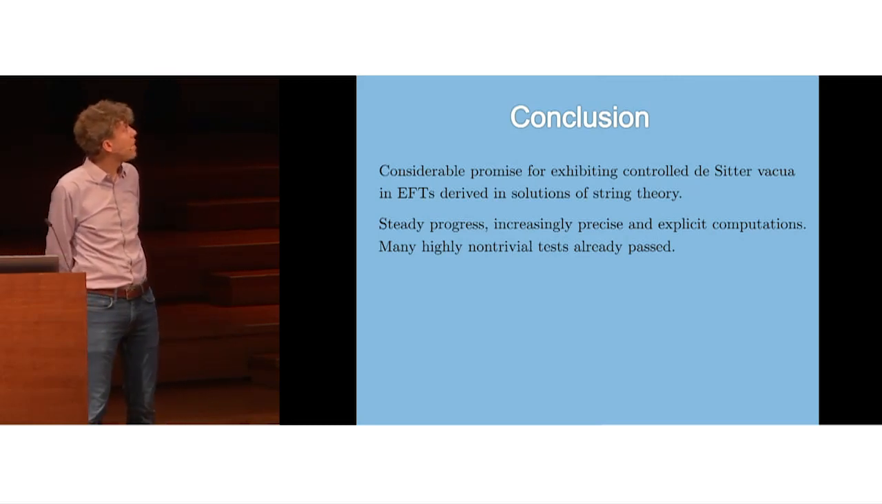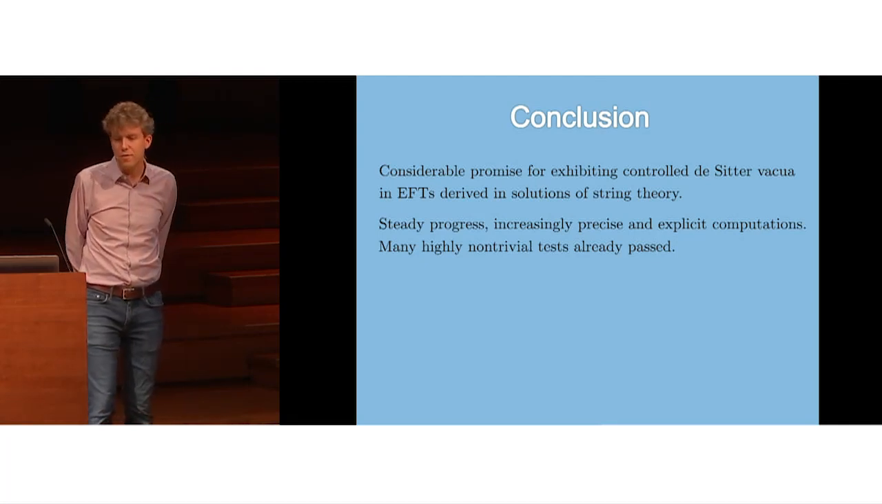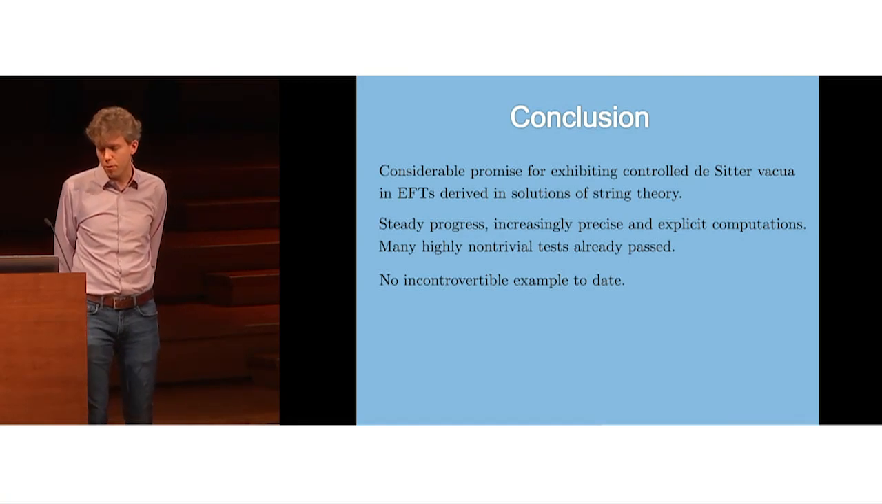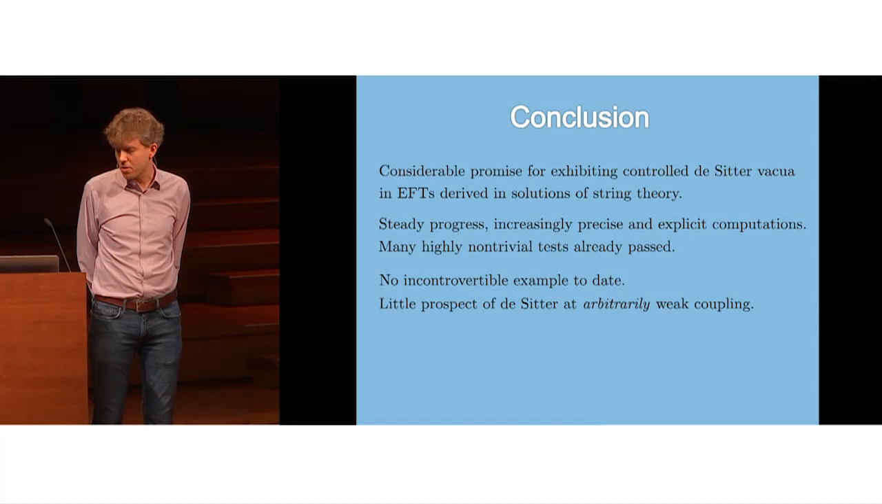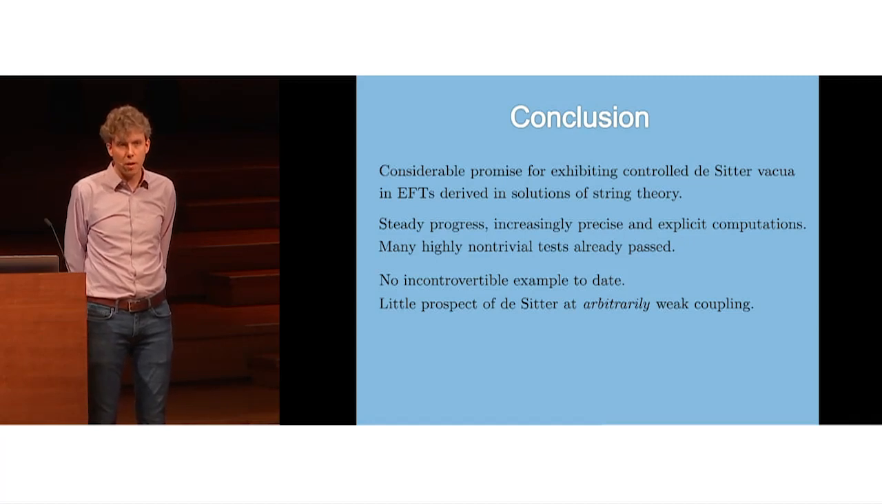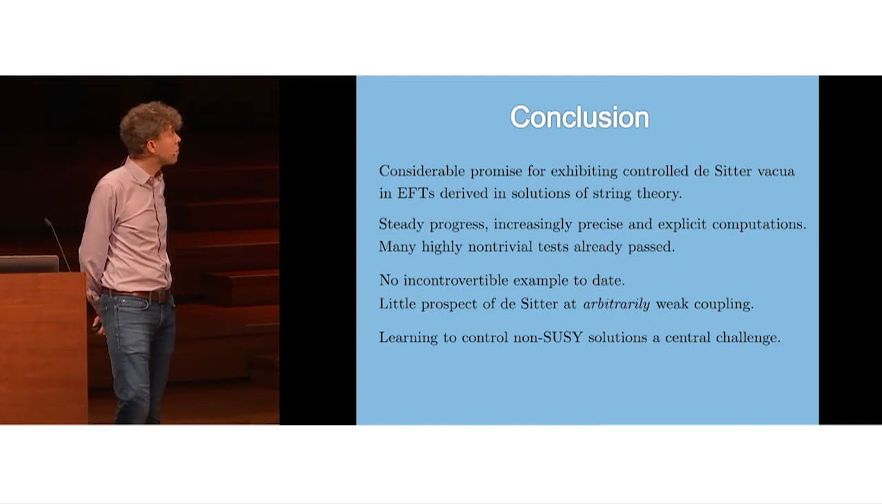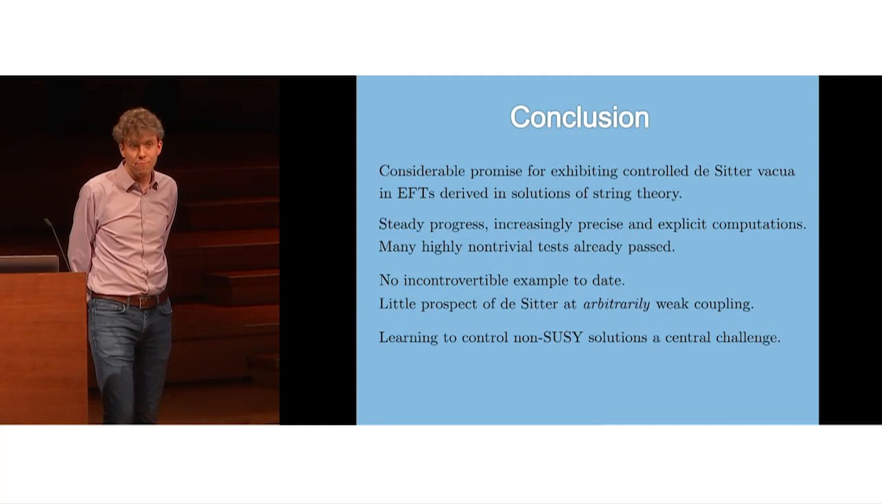We've seen increasingly precise and explicit computations, and many very highly non-trivial tests have already been passed. At the same time, we don't have an incontrovertible example. I don't think we have much prospect of finding de Sitter at arbitrarily weak coupling. Learning to control non-supersymmetric solutions of string theory is the central challenge. Thank you.